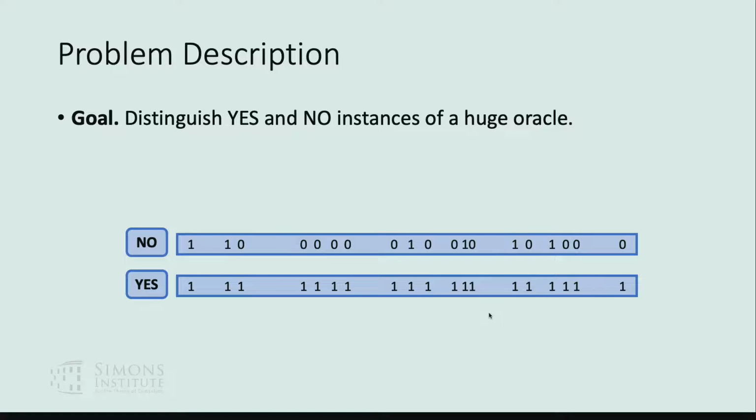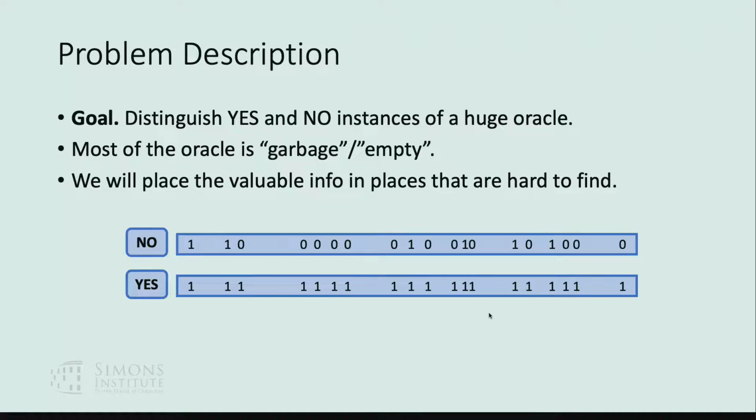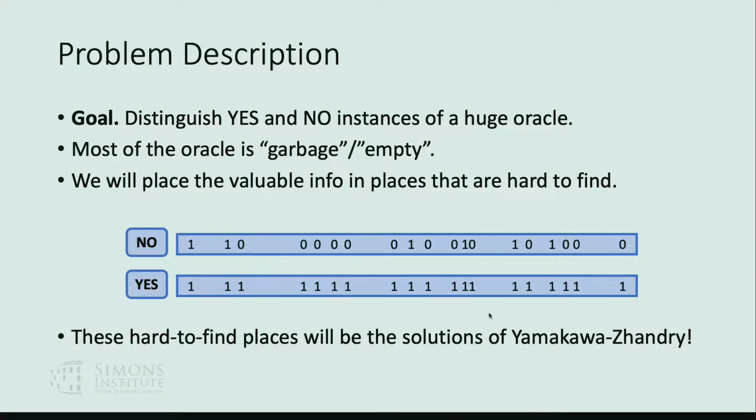So we want to distinguish whether in this huge oracle with some values here, we either have all ones or there are mostly zeros. And as I said, most of the oracle is going to be empty or garbage. The places where we place the information are going to be hard to find. And where do you find these indices? They're going to be the solutions to this Yamakawa-Zhandry problem.